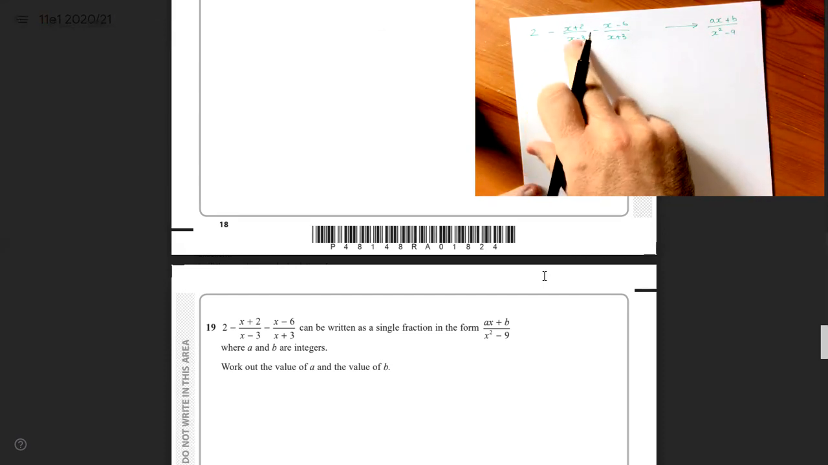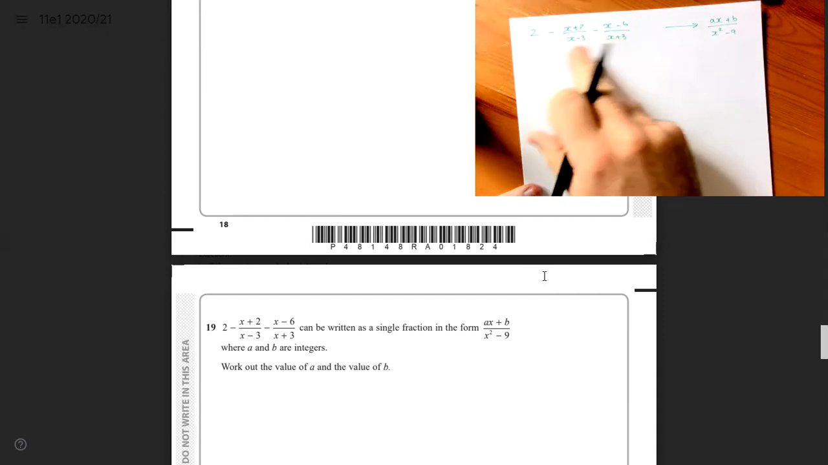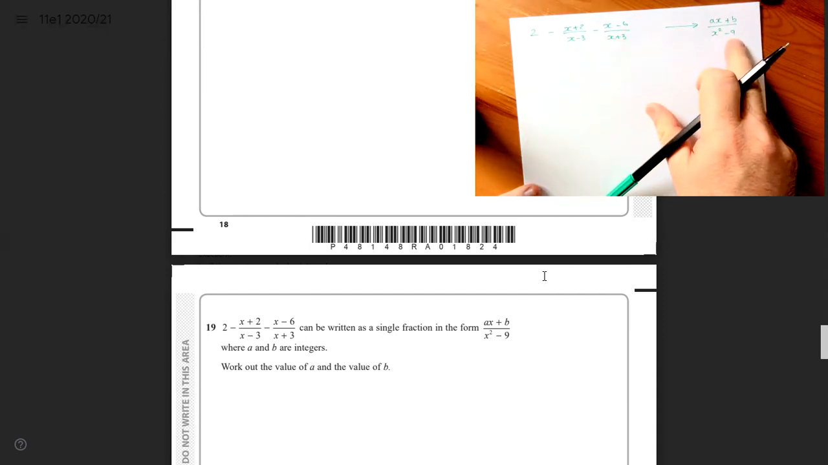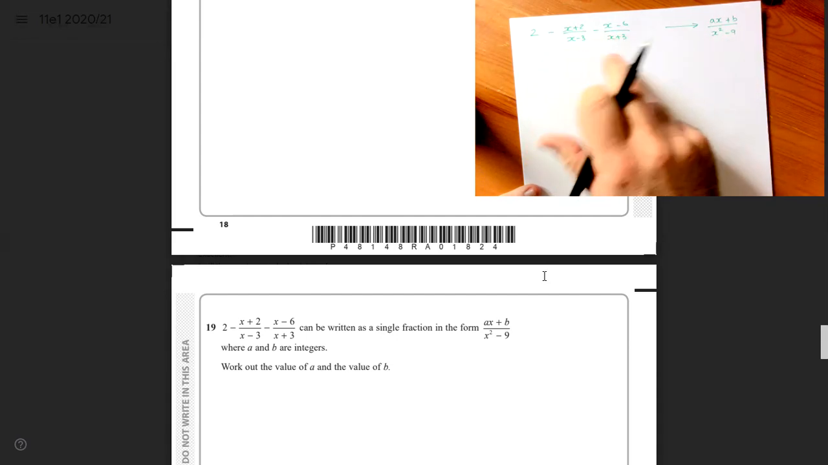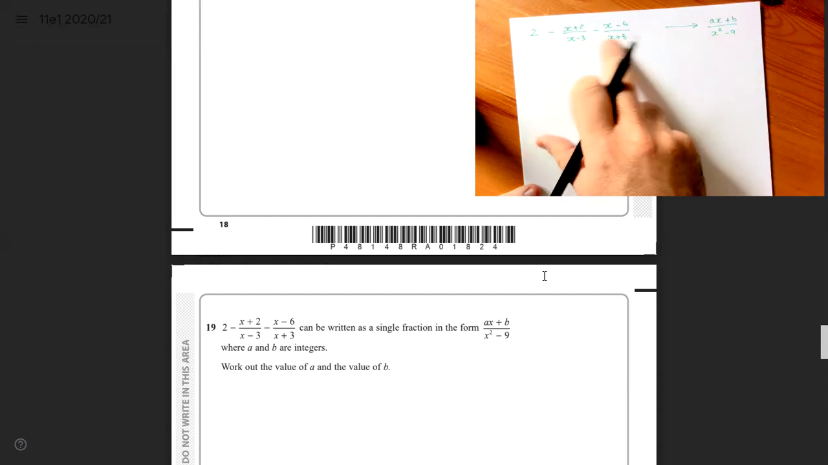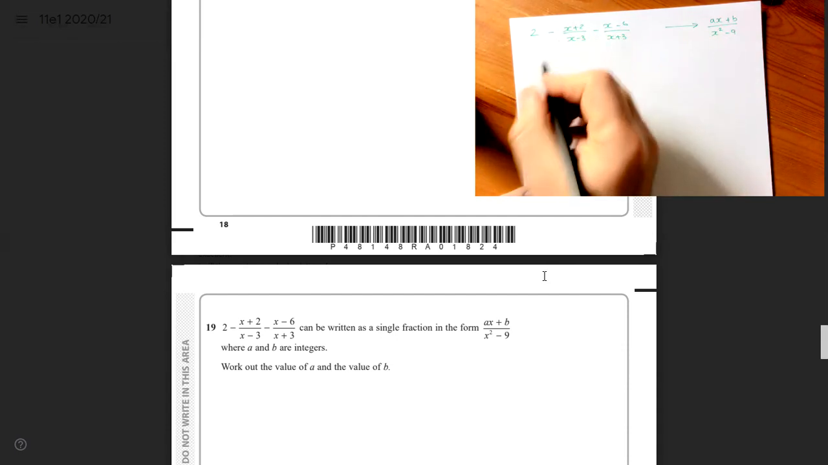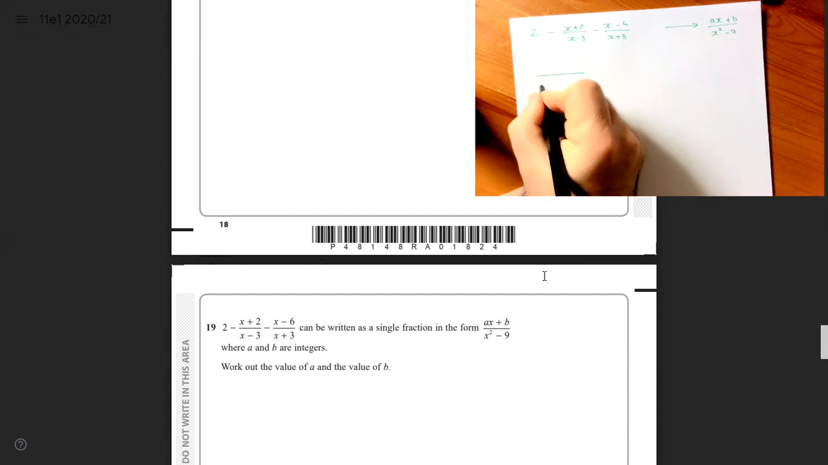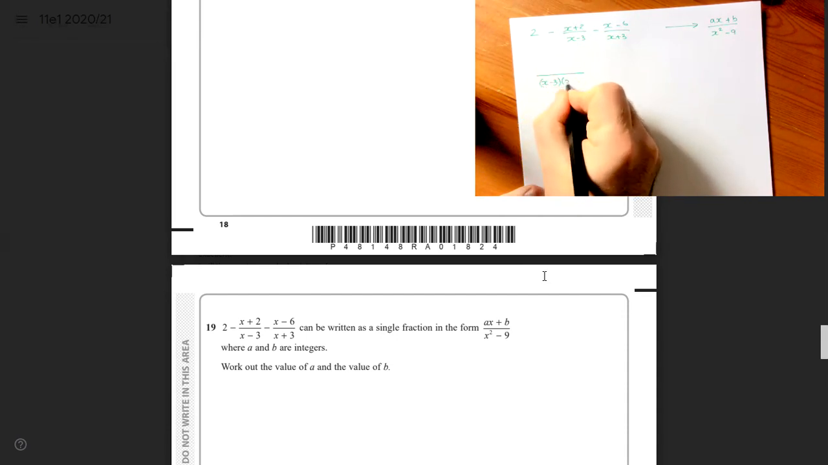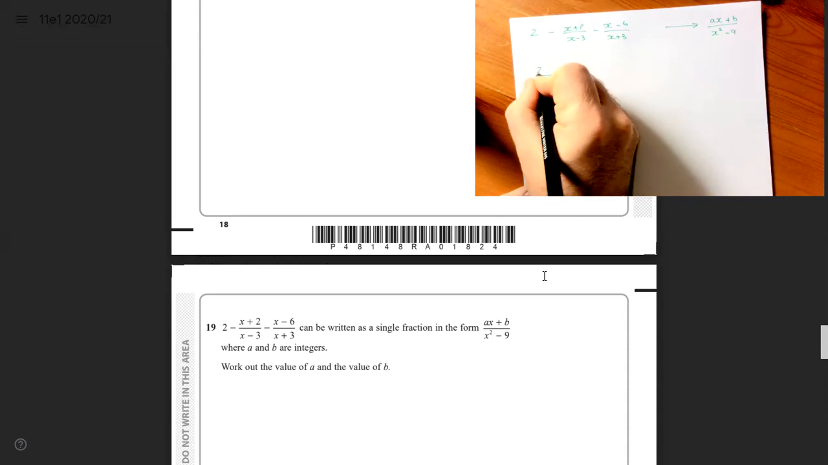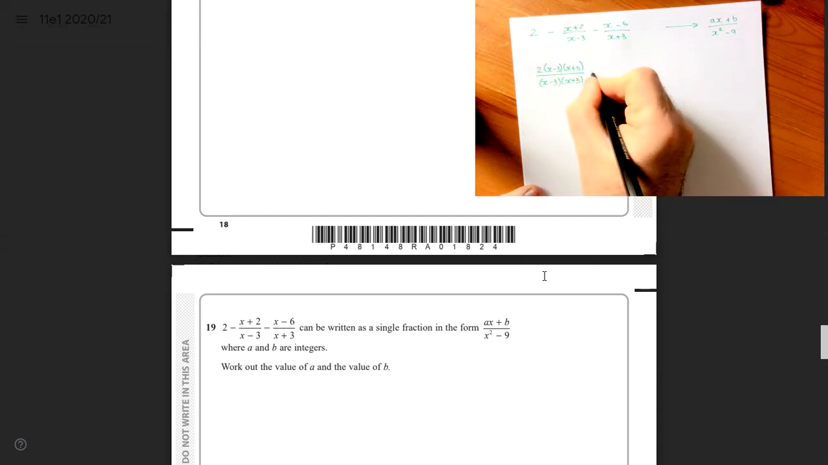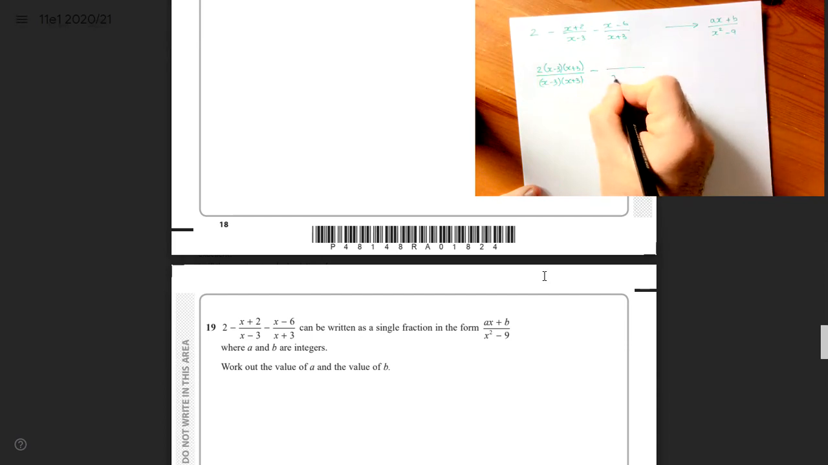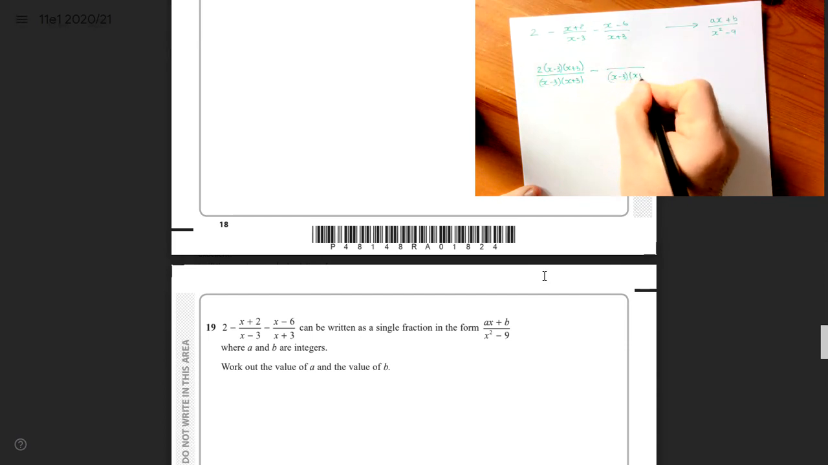Okay, so if I notice here, if I multiply these two denominators together, I get x squared minus 9. x minus 3 times x plus 3 gives you x squared, no x's because they cancel out in the middle, and you're minus 9 at the end. So I've got to give them all a common denominator. So I need to multiply by x minus 3, x plus 3 on the bottom of this one. So I need to multiply the top by x minus 3, x plus 3. Minus x minus 3, x plus 3.